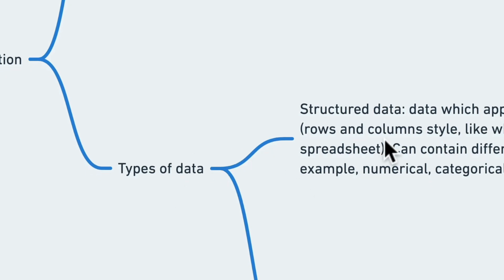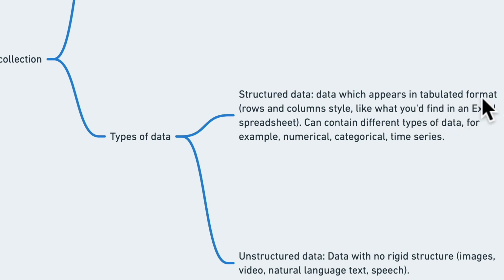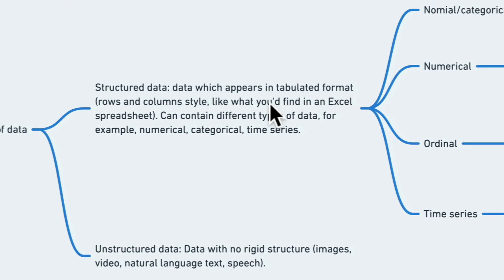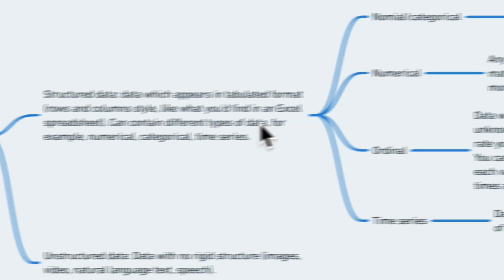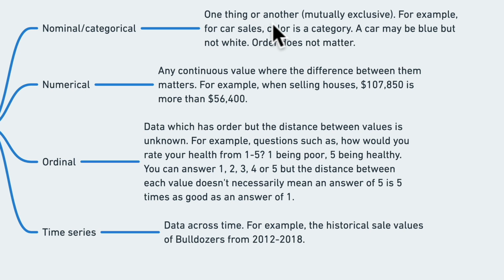And then you've got different types of data, as we said before. Structured data, data which appears in tabulated format, rows and column style, like what you'd find in an Excel spreadsheet. Now, even within structured data, you have different types of data within that. Nominal/categorical data. So is something one thing or another? Are they mutually exclusive from each other?